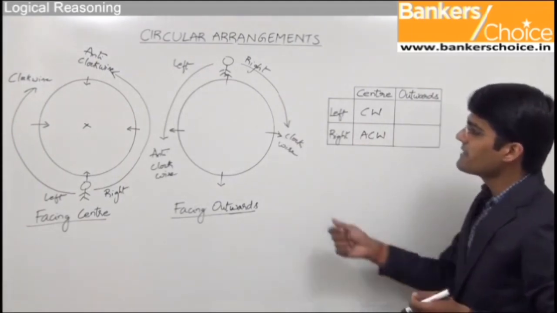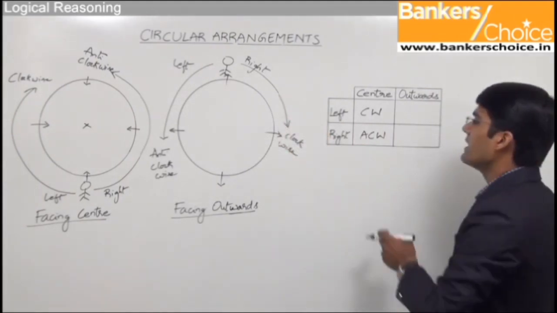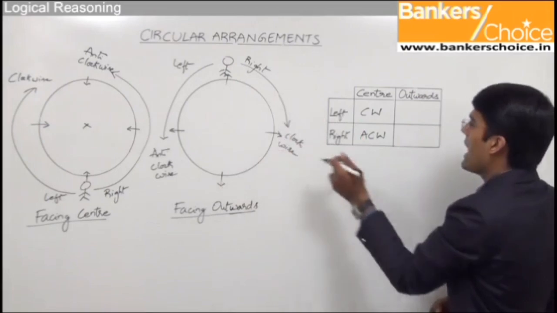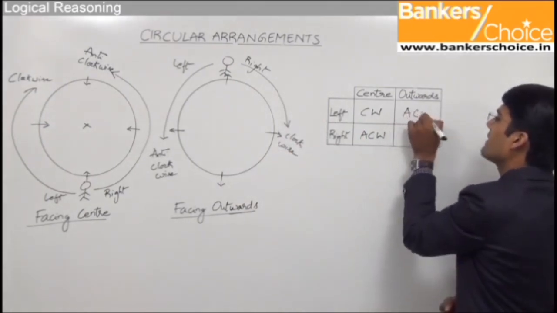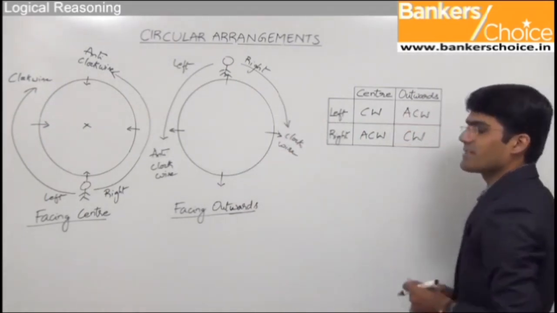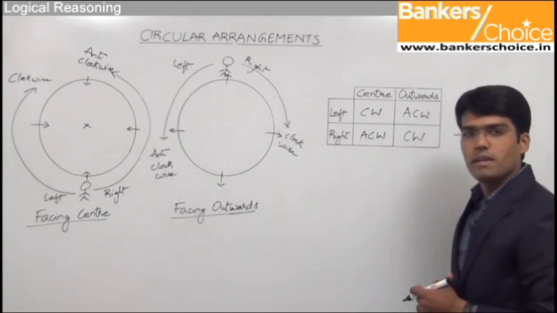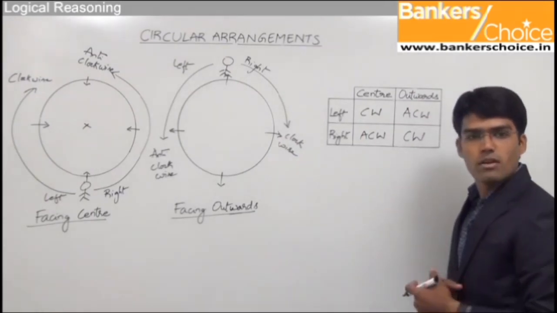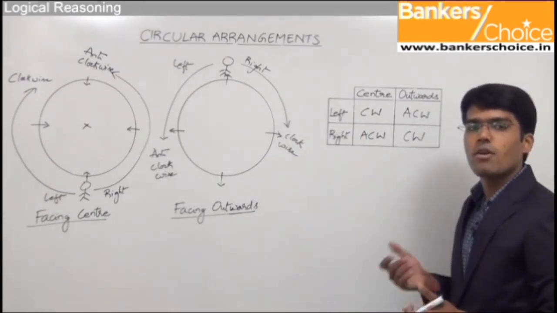Similarly, when a person is facing outwards, as in the second case, the left of the person will be in the anti-clockwise direction and the right of the person should be in the clockwise direction. So with the help of this table, we can always understand what should be the left or right of a person when he is facing center or outwards.